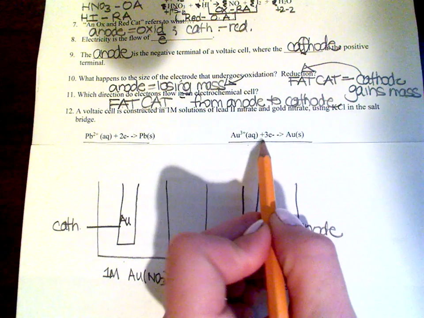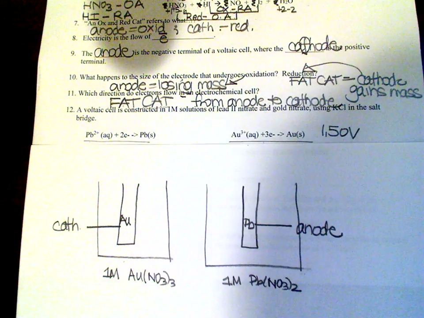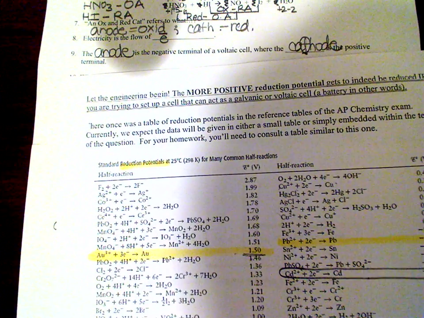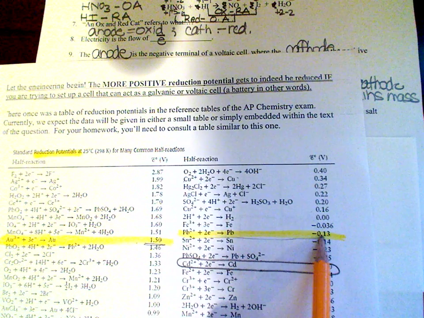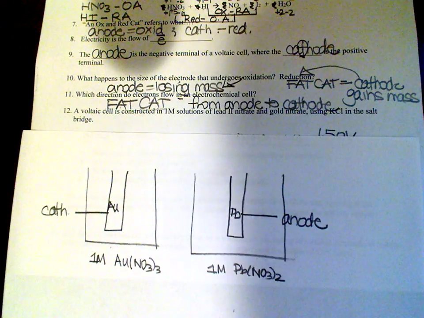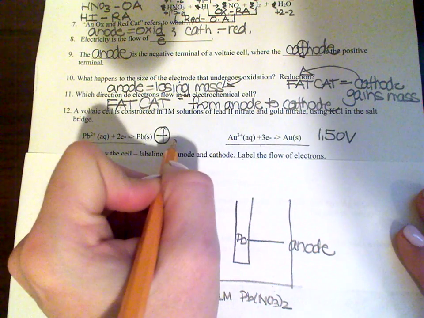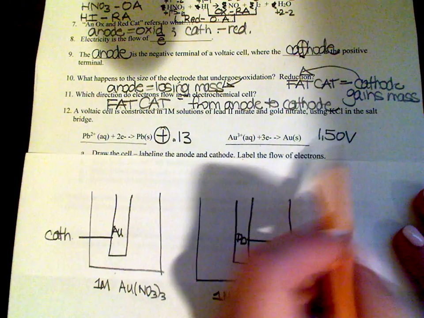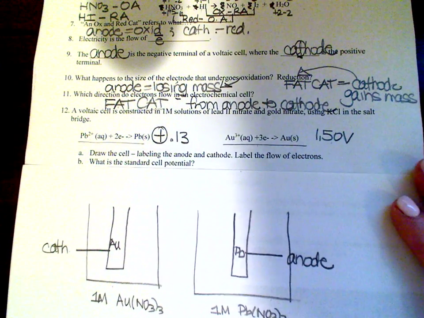So gold, since it was reduced, I'm going to write down exactly the way that it looks on the chart, 1.50 volts. So here is gold, exactly 1.50. But since the lead was oxidized, I'm going to need to flip this reaction and flip that sign. So positive 0.13. And so I'll put that down here. Positive 0.13. And again, I flip the sign because this is anode, and this one I left alone because it was the cathode. Okay, label the flow of electrons.